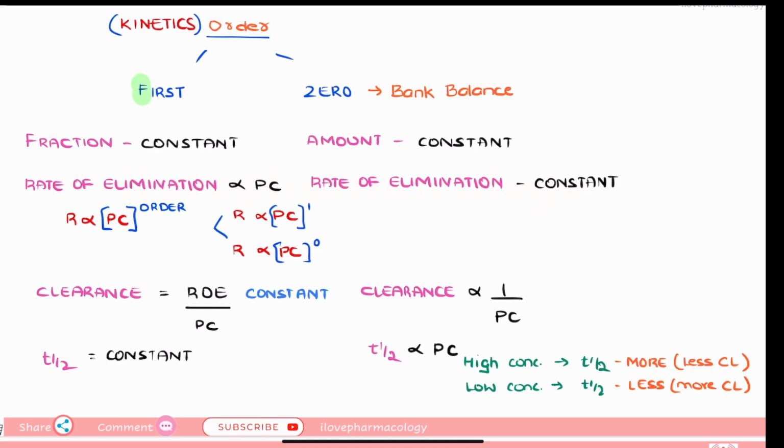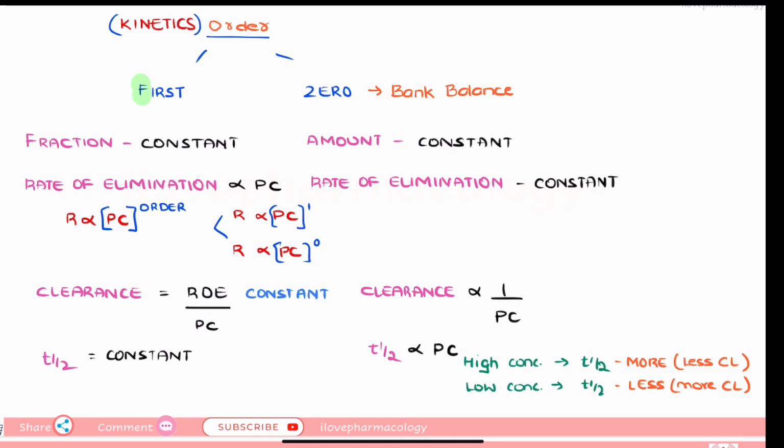So what about the rate of elimination? The rate of elimination in case of first order kinetics is proportional to the plasma concentration. That means that whenever there is an increase in the plasma concentration, the exact proportion of the drug will be eliminated from the body. So what do you understand by fraction? Fraction means it is a proportion or a percentage of drug that will be eliminated over a time. So the fraction will remain constant.